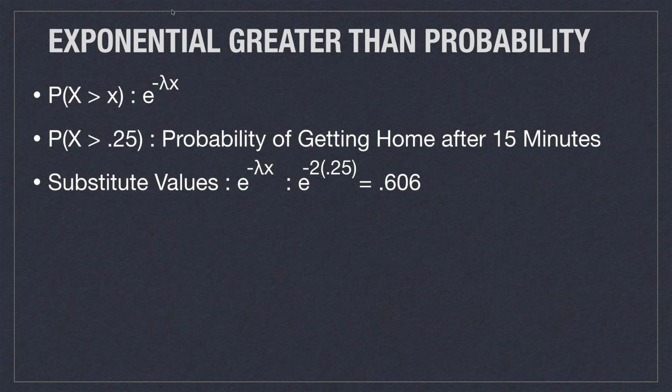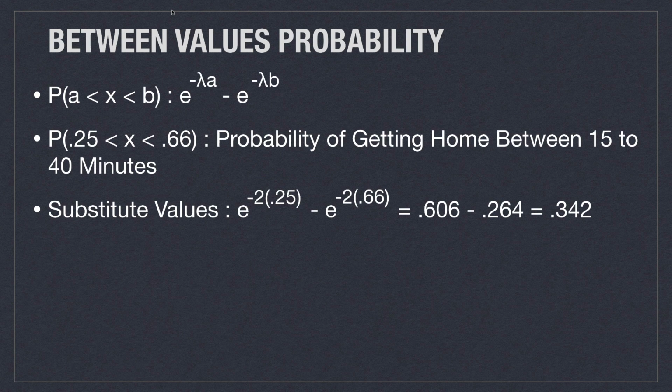If, however, I wanted to find out the probability of getting home after 15 minutes, using the same data from before and plugging it into our formula, you can see that it's much more likely that it's going to take more than 15 minutes, being that the answer comes out to 0.606. And like I said, I'm also going to be able to find probabilities in an interval. So if, let's say, I wanted to find out the probability of getting home between 15 and 40 minutes, if I just plug in those values, work the calculation, you can see that that comes out to 0.342.